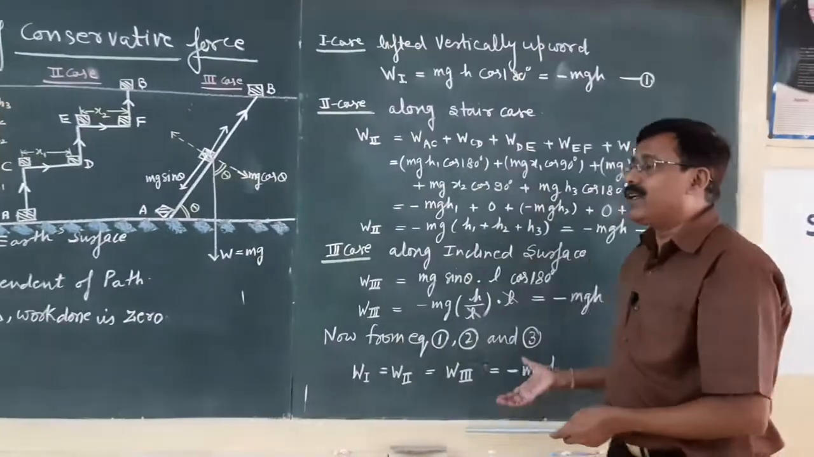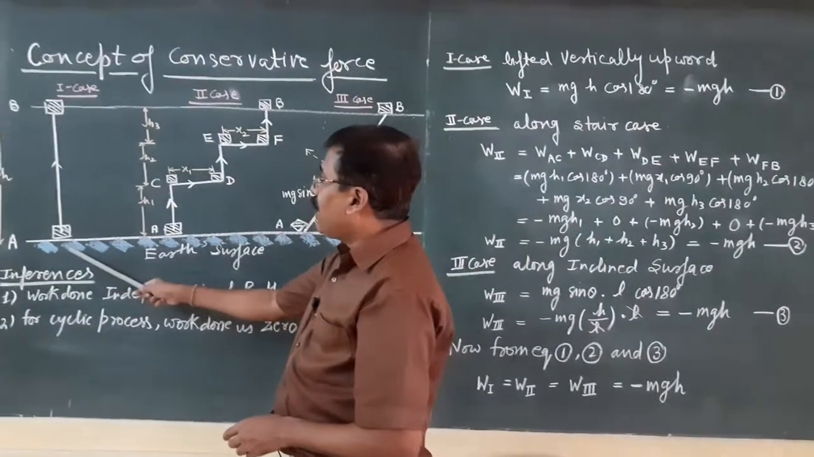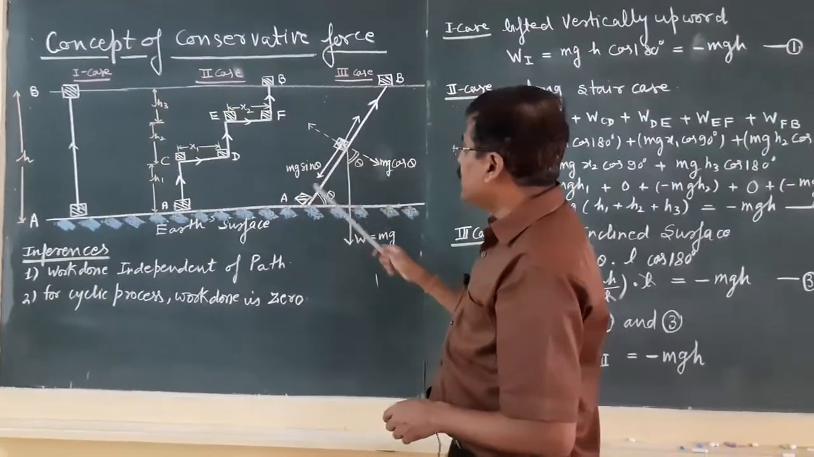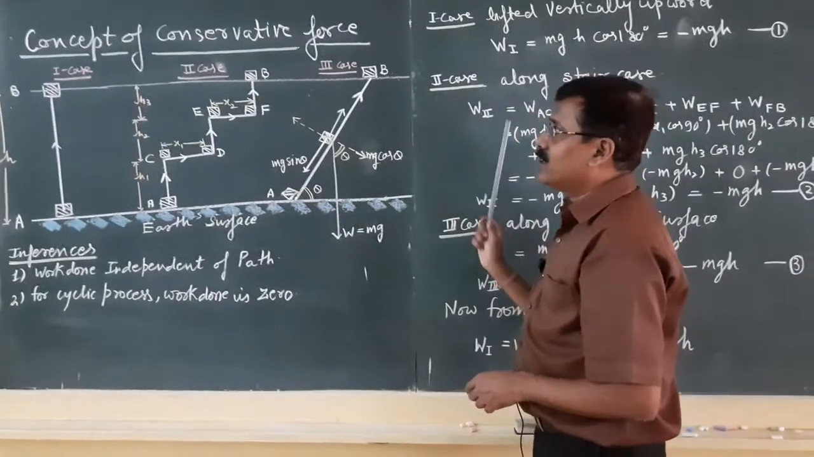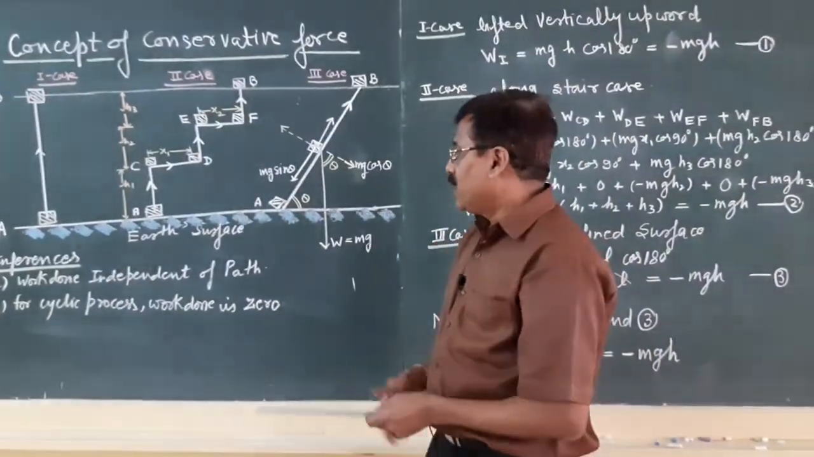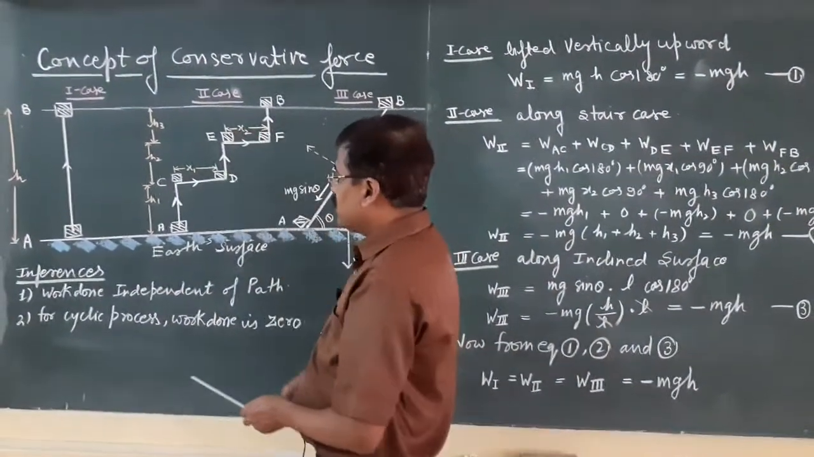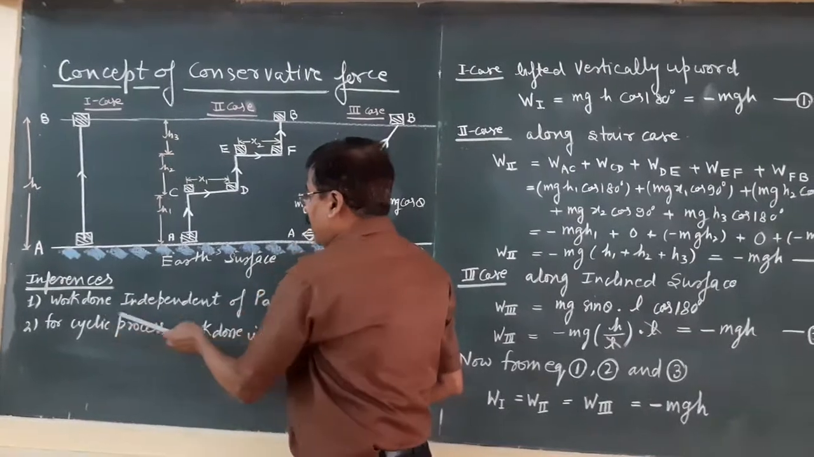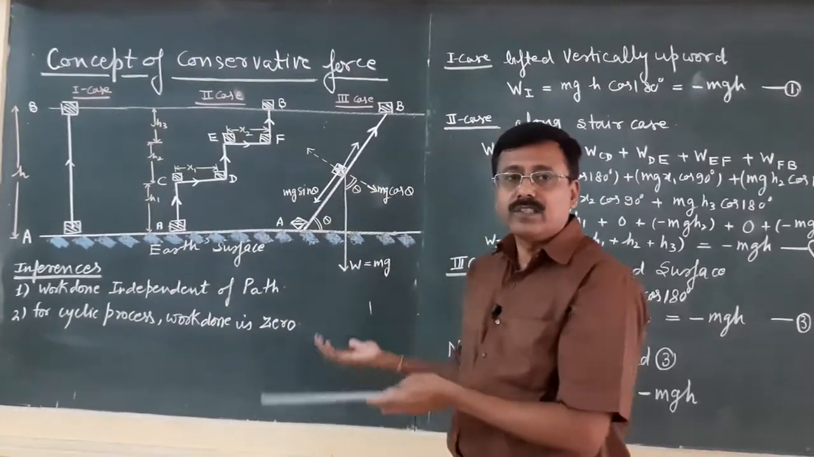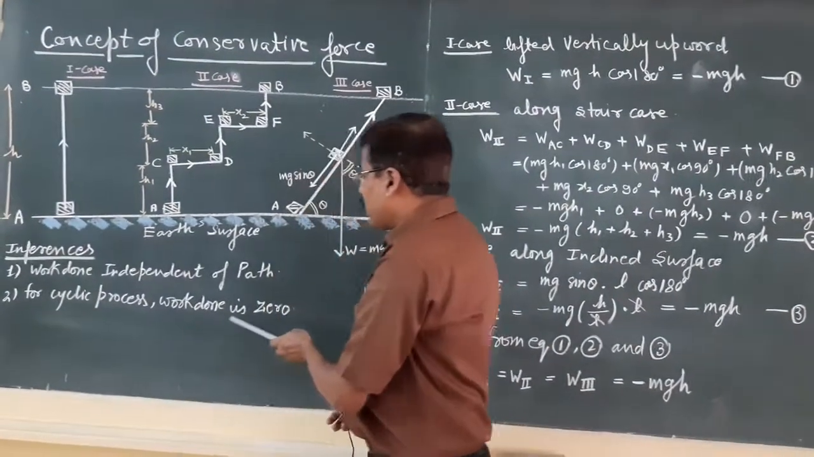This mathematical step proves that the amount of work done is the same, whether the object is lifted vertically upward, through the staircase, or through the inclined surface. It means the gravitational force is a conservative force. There are two important inferences about conservative force. The work done is always independent of path under the effect of a conservative force. The second is, for a cyclic process, work done is 0.